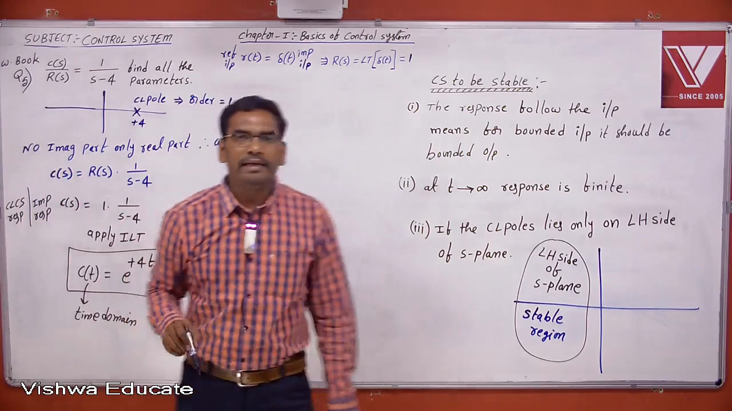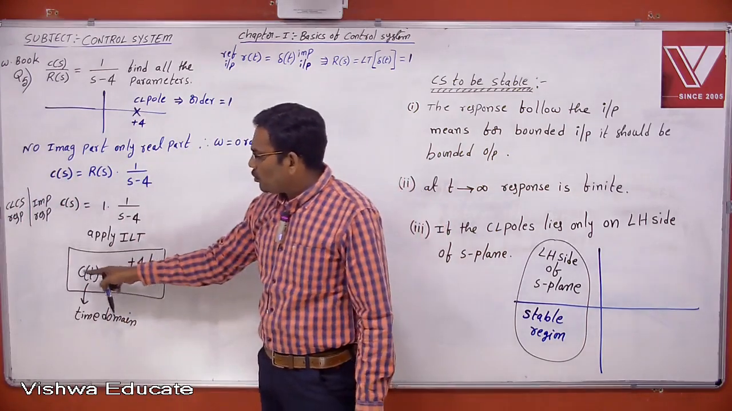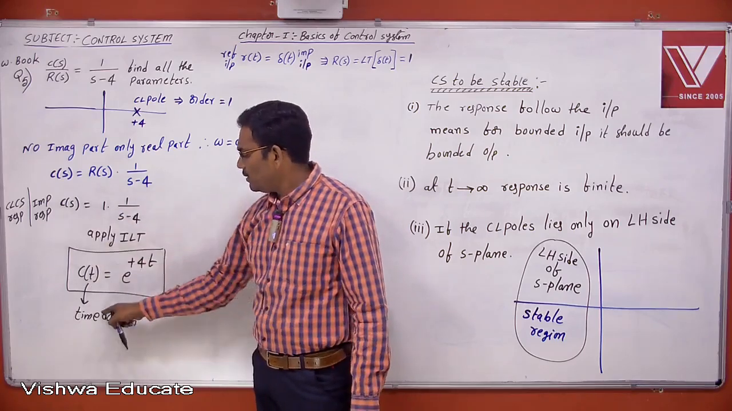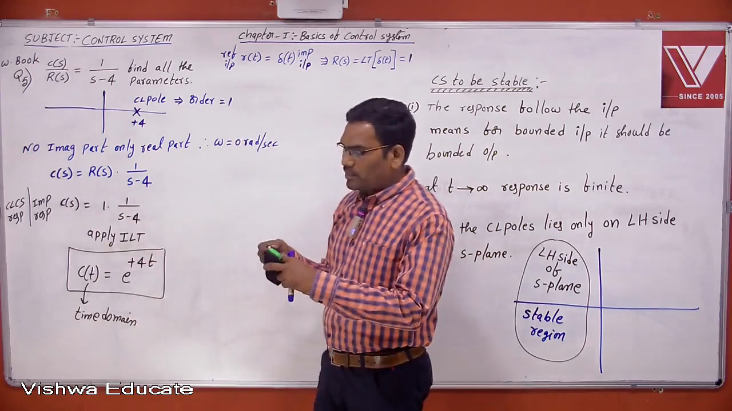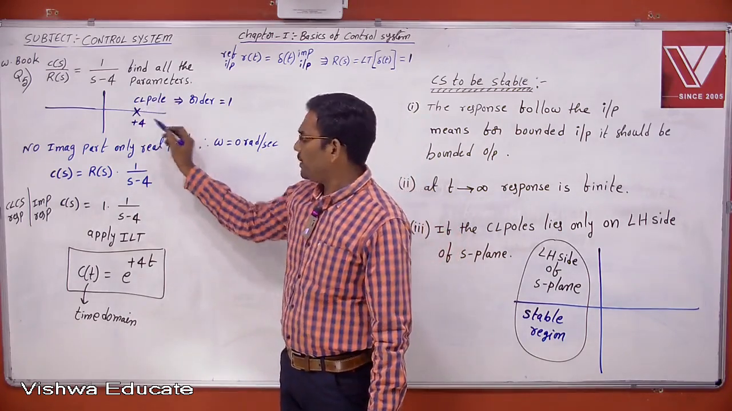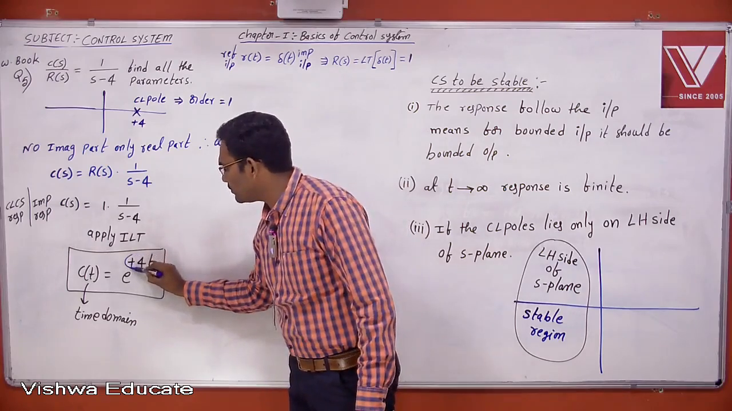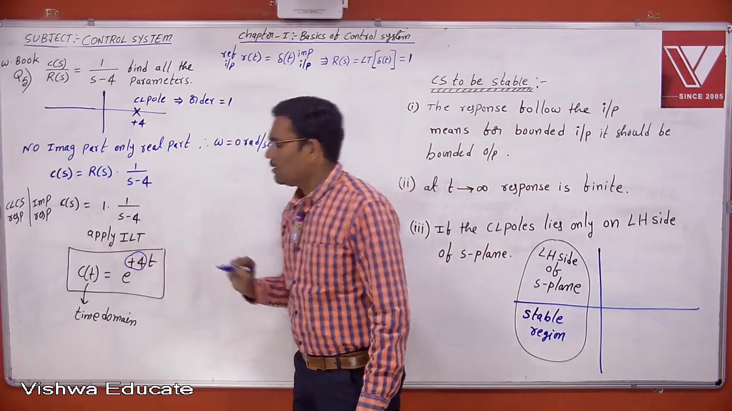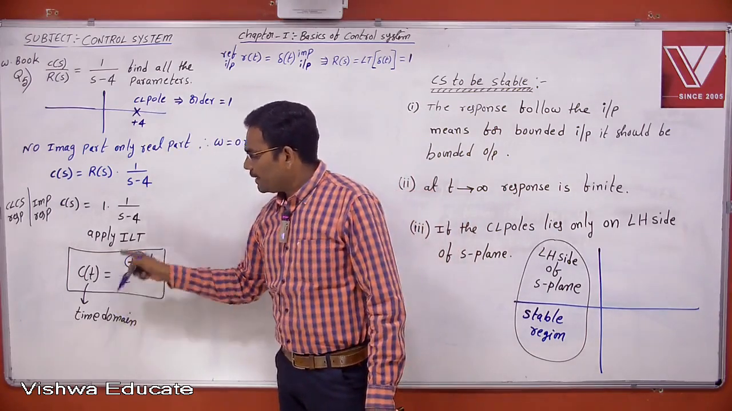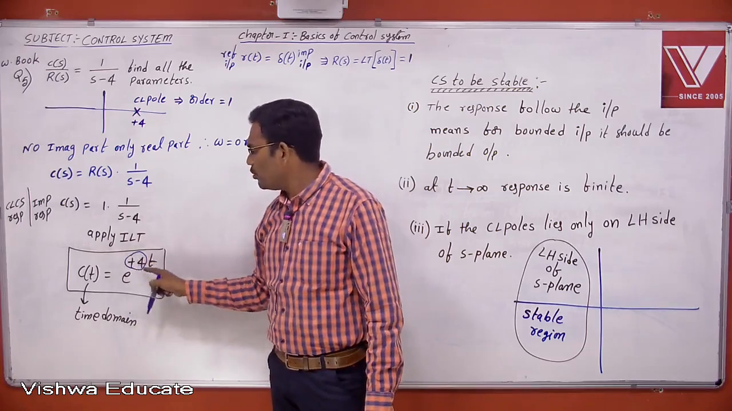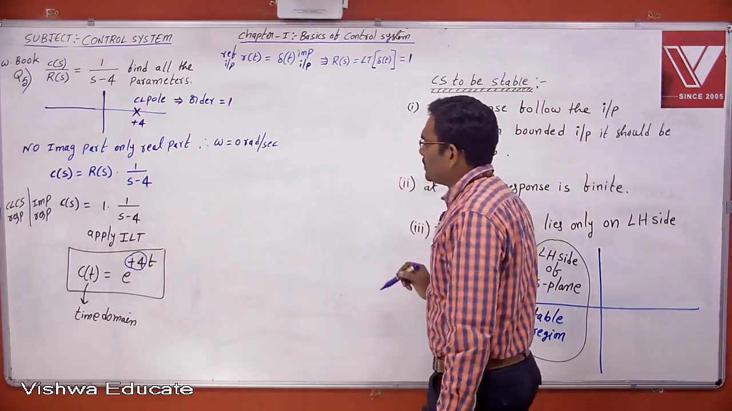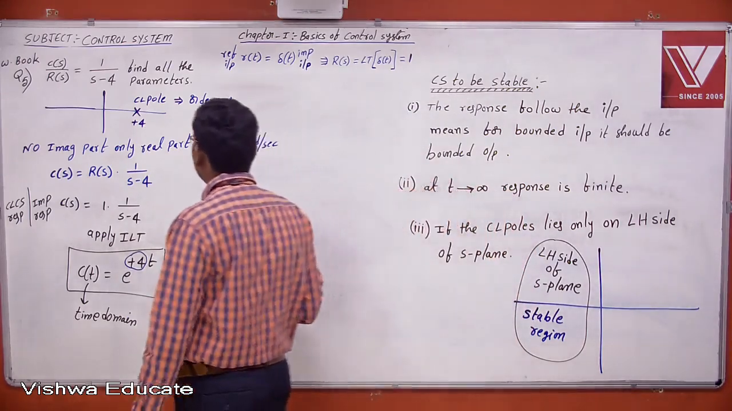If you have any doubt, see here: this is the closed loop control system impulse response in the frequency domain, and this is in the time domain. If you observe, the response always consists of the closed loop pole. Plus 4 is the closed loop pole. Any control system impulse response consists only of closed loop poles. Now, draw the response in the time domain.